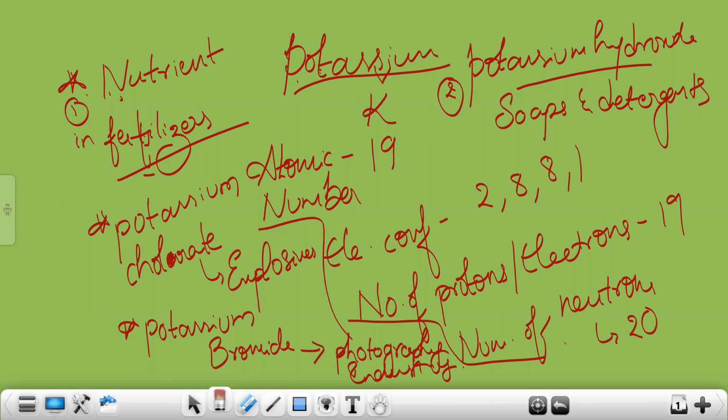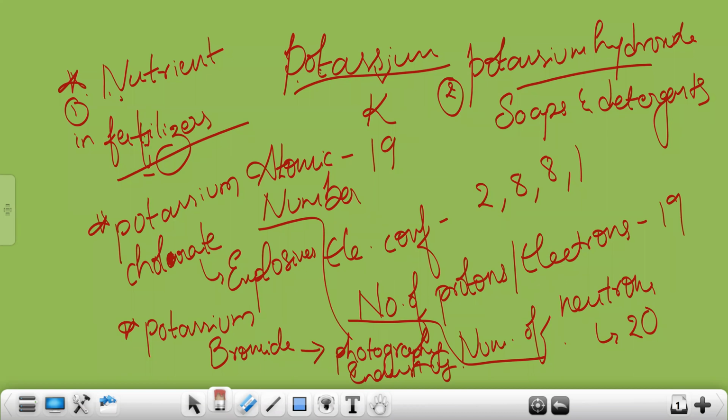Ma'am, can you explain again? What do you want me to explain? Ma'am, potassium hydroxide. I'm telling you the same thing, I'm explaining again, you just listen. Potassium is used as a nutrient in fertilizers.